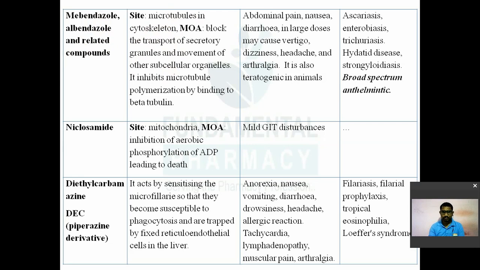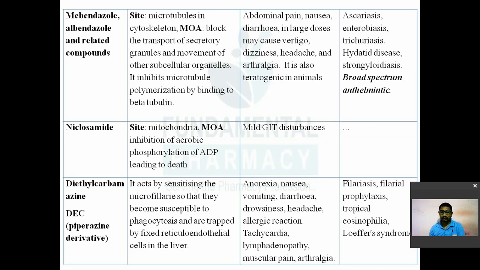So they will block the transport of secretory granules and movement of other subcellular organelles, and they will arrest the microtubules of worms, and because of that, the microtubules will not be able to utilize glucose for energy, and without energy the worms will die. That is the mechanism of action of mebendazole and albendazole. They have adverse effects of abdominal pain, nausea, diarrhea. In large doses, they may cause vertigo, dizziness, headache, etc. Arthralgia. It is also teratogenic in humans.